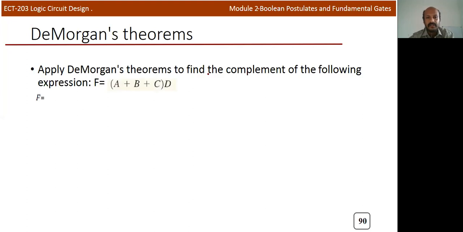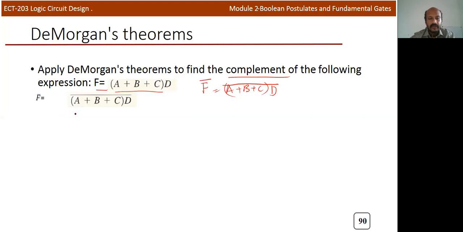Here, apply DeMorgan's theorem to find the complement of the following expression. So here one expression is given, f. Okay, this is a function actually. F is equal to (a plus b plus c) into d, and we need to find the complement. Complement means we need to find f bar, or we need to take the complement of a, b, c. This is the expression, and we need to take the whole complement.